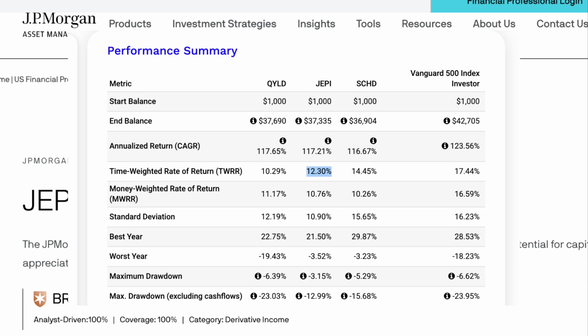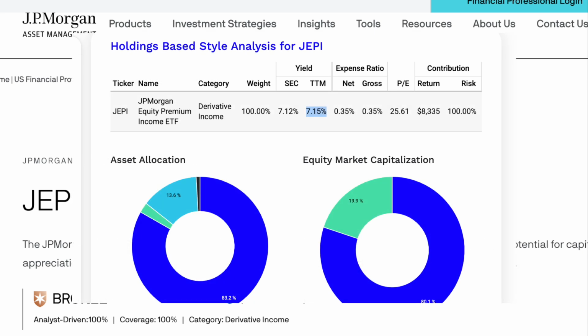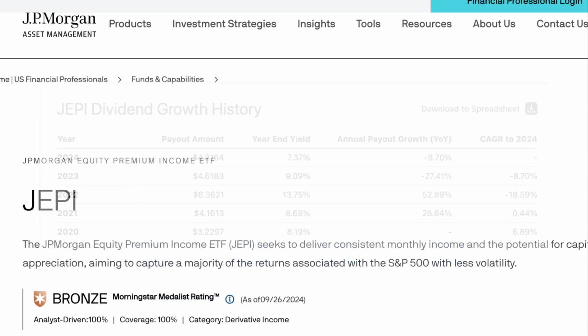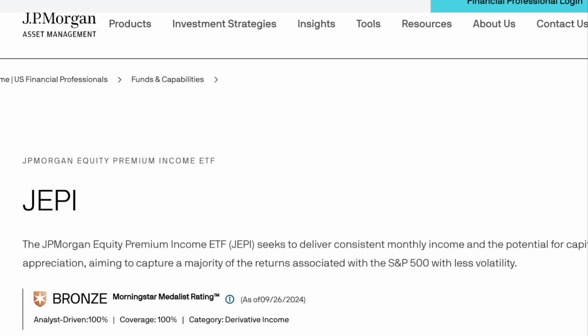JEPI had a CAGR of 12.3% between June of 2020 and January 2025, also assuming you reinvested dividends along the way. The money-weighted rate of return, with consistent cash flows, is not as generous at 10.76%. JEPI had a trailing 12-month dividend yield of 7.15% as of the end of January. The fund did have nice dividend growth in its first few years, but not so much more recently. For the sake of this example, let's assume JEPI can grow at its historical pace and see some moderate dividend growth over the long term.